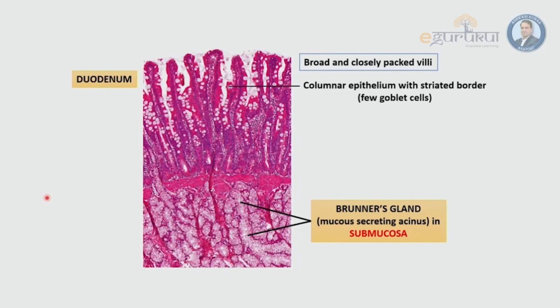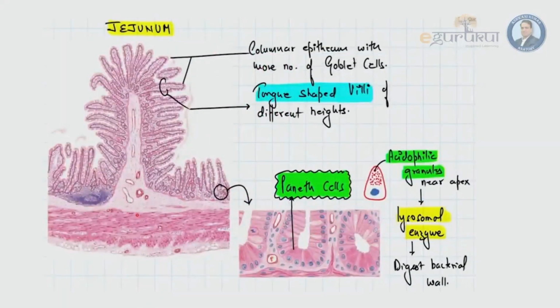Moving on from the duodenum, the next slide is the slide of the jejunum. Now, what you see in the slide of the jejunum, guys, look at this. First of all, look at this crypt of Lieberkuhn here. And if you look at the villi present on it, these villi again have the same columnar epithelium with more goblet cells; the goblet cells are now increased. And we have more tongue-shaped villi of different heights.